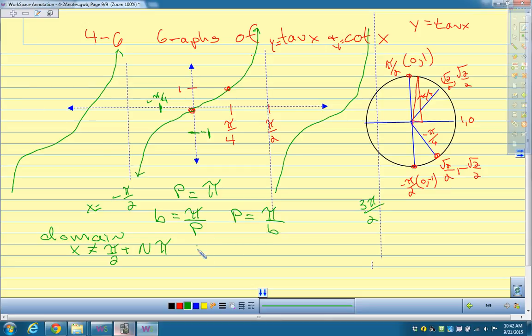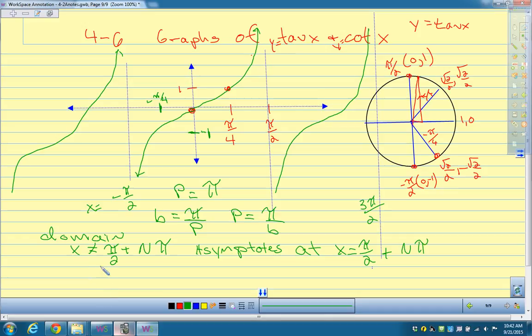Likewise, it has asymptotes at x equals this exact same thing, okay? Pi over 2 plus n times pi. That's where you find all the asymptotes. All right? What else do I have to tell you?